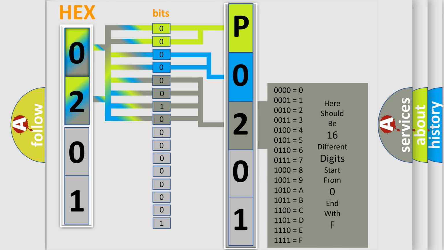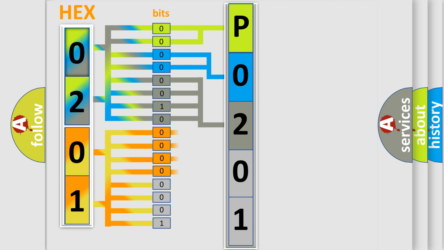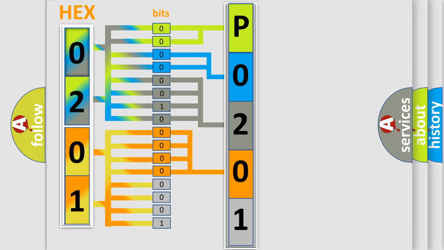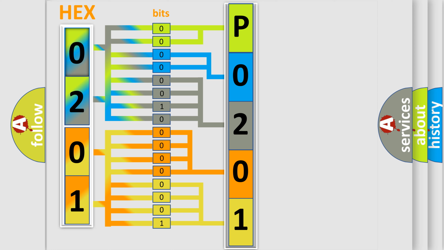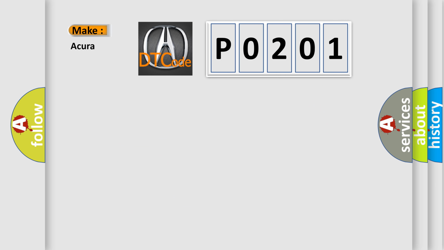The second byte is composed of a combination of 8 bits. The first 4 bits determine the fourth character of the code. And the combination of the last 4 bits defines the fifth character. A single byte conceals 256 possible combinations. We now know in what way the diagnostic tool translates the received information into a more comprehensible format. The number itself does not make sense to us if we cannot assign information about what it actually expresses. So, what does the Diagnostic Trouble Code P0201 interpret specifically for Acura car manufacturers?